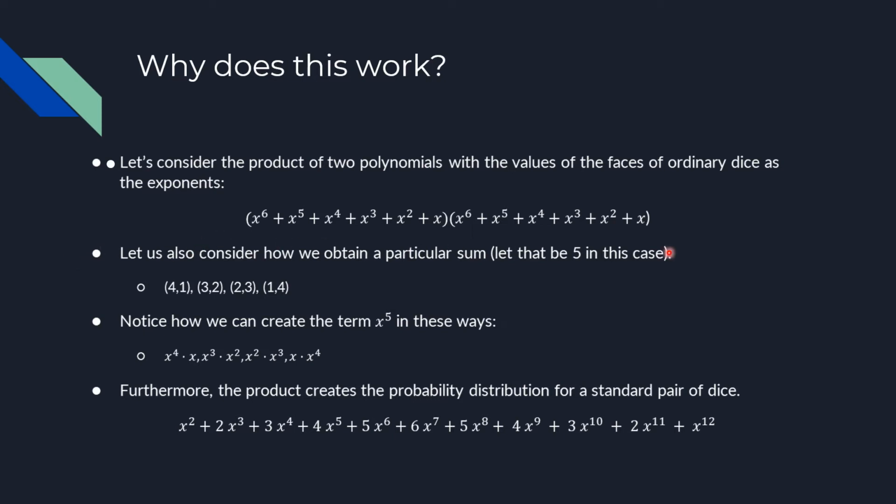Now back to why we set it up like this. When we multiply it out and do all the math to get just one giant expression, we actually get the probability distribution for a standard pair of dice. So we have one possibility for getting a sum of 2. We have 2 possibilities for getting a sum of 3. We have 3 possibilities for getting a sum of 4. And this pattern continues just like the regular probability distribution of rolling that standard pair of dice.